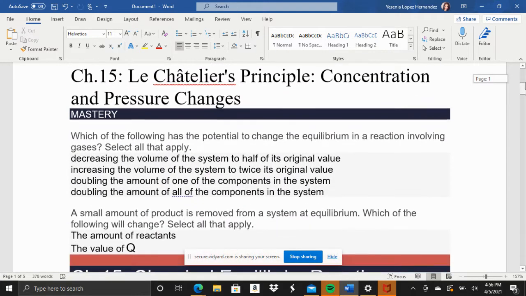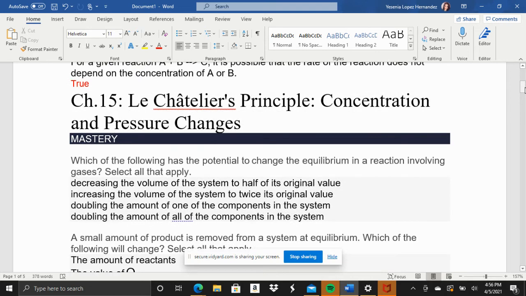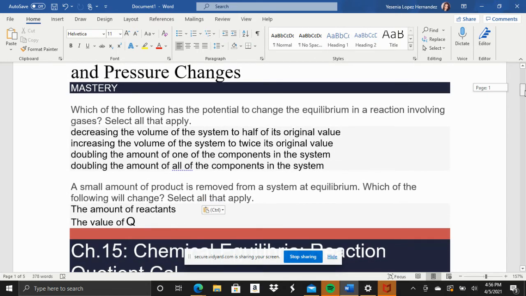And then here they're going to ask you a question about potential changes to the equilibrium in a reaction involving gases. And then they're going to ask you which of these are correct, or if they all apply. And yes, they all apply. These are all correct.